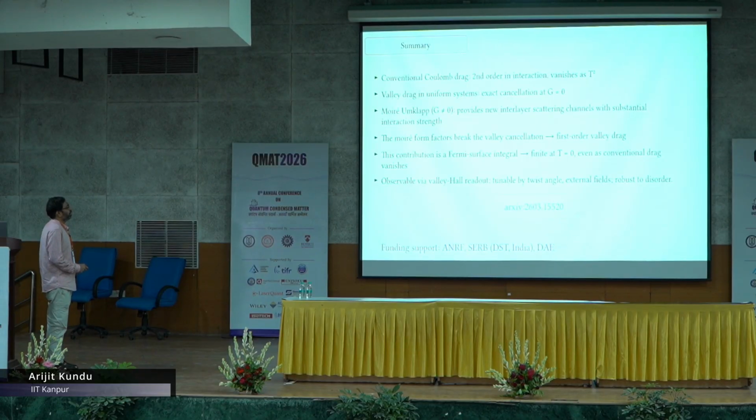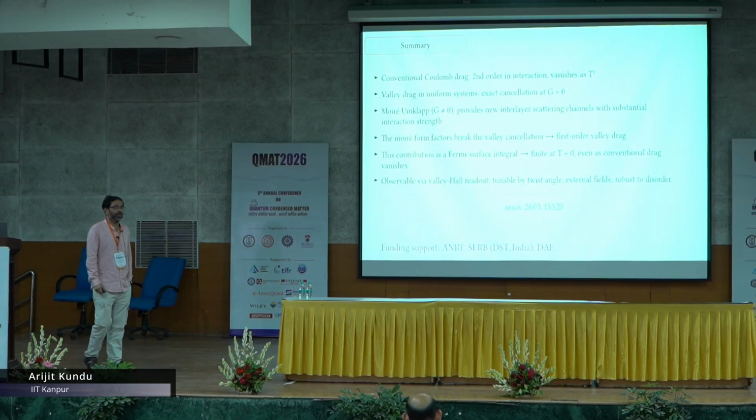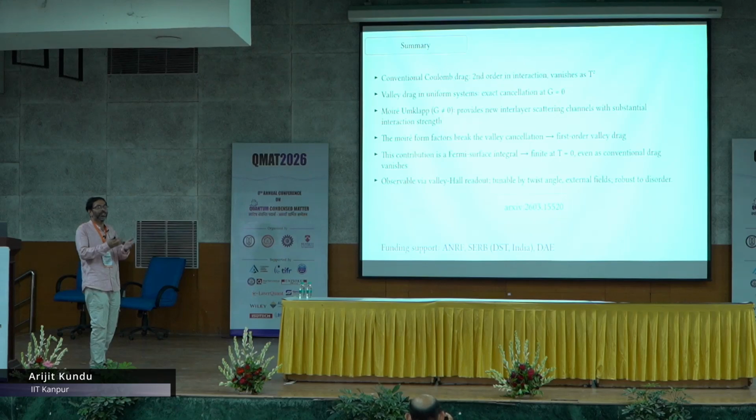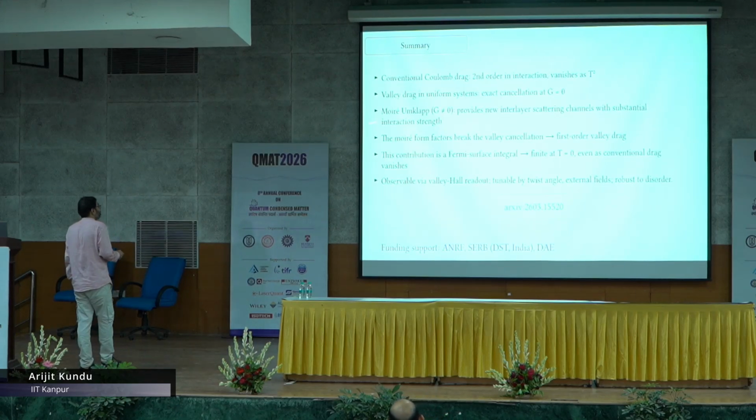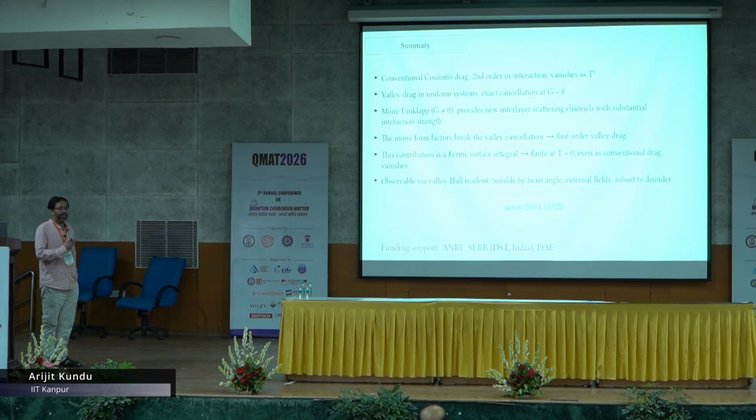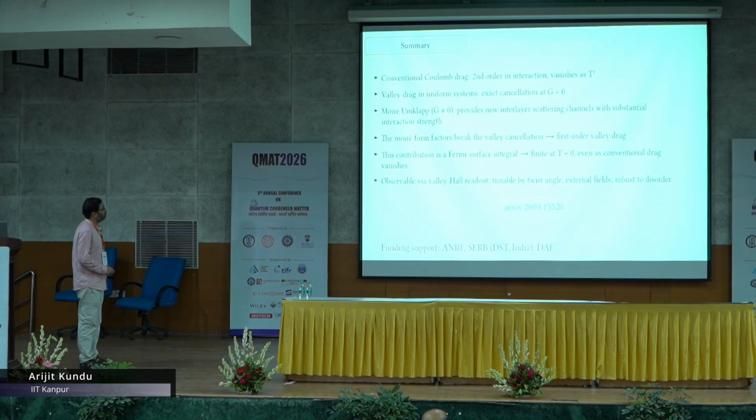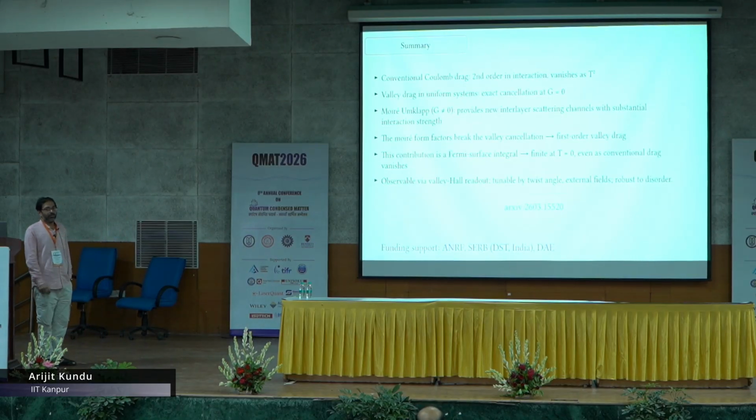Just to summarize, we discussed how typical Coulomb drag is a second order process and vanishes as T square. Valley drag in a uniform system is not related to that, but an exact cancellation happens for a uniform system without a G, so without a structure within the unit cell. The Umklapp process allows us to have valley drag at T equal to 0 and at first order. So it is observable via valley drag readouts, tunable by twist angles, and there is a lot of physics to explore in the future. These are the funding support we have. Thank you.